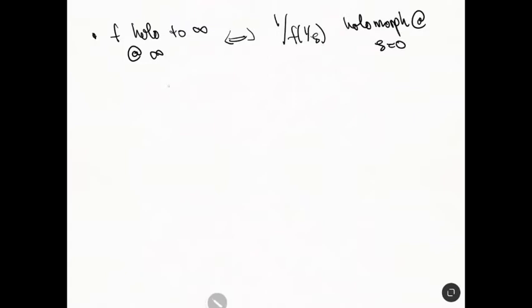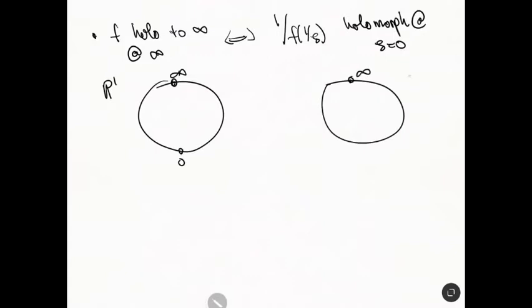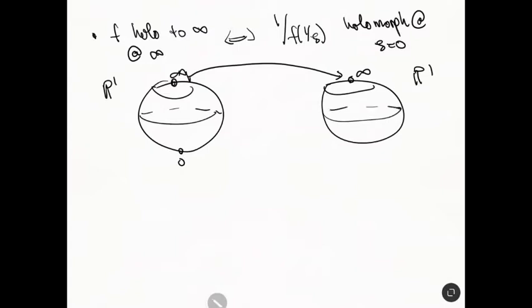And so the picture: you have one copy of P1, we have our point at infinity, here's our point 0. We have another copy of P1 here, and this point is mapping to this point. So we have some neighborhood here, and it's going to some neighborhood here. So this is our map f, taking infinity like so. So this is one extra condition.